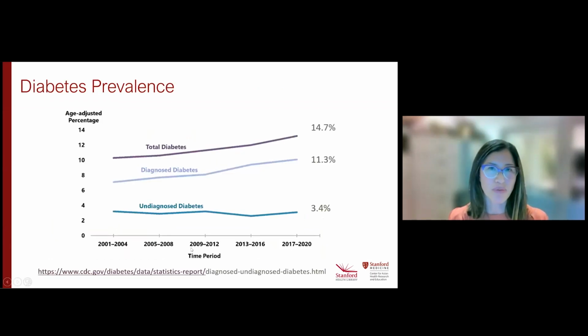Now, diabetes prevalence, as I alluded to earlier in the talk, is increasing worldwide and in the United States. This is some data from the United States dating back from 2001 up to 2020. Currently, the prevalence of diabetes in adults is approaching 15%. About 11% of individuals have diagnosed diabetes, meaning they are aware of their diabetes. And there are about 3% that are unaware of their diabetes and were found to have diabetes during these surveys.